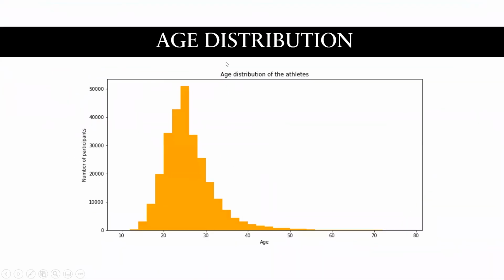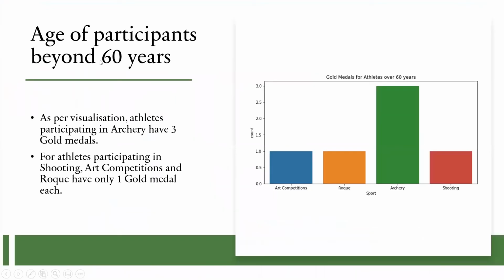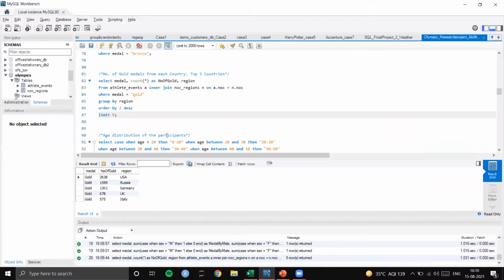Now moving forward to age distribution. This is the basic histogram for age distribution of the athletes. Here, the age of participants beyond 60 years. In Olympics, some athletes are participating in the games who are over 60 years of age. For this, we have a specific query.